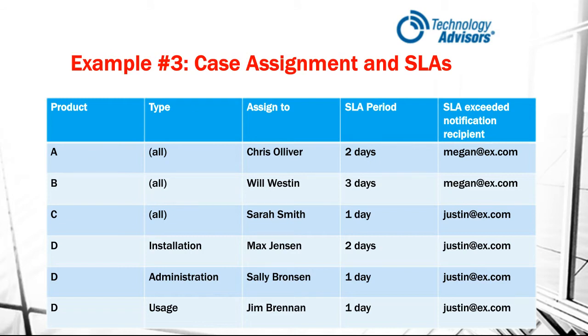We're also potentially needing to alert different people if that SLA period is exceeded. So again, based off of product or other factors, we're going to email different people with an alert saying that we've exceeded the SLA on this particular case. Now, if we look at product D, it gets a little bit more complicated. For product D, we also have to look at the type of case. And again, based off of the case type, we're going to have different assignments, different wait periods, and so on.